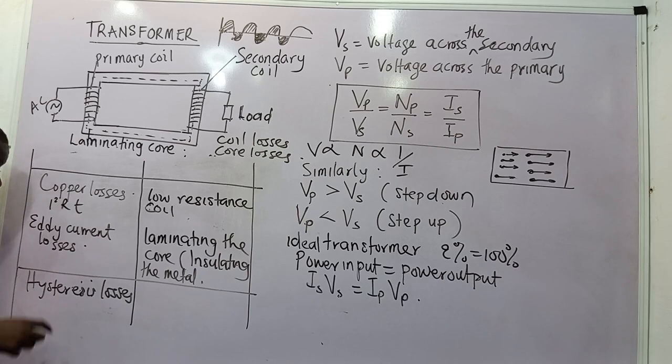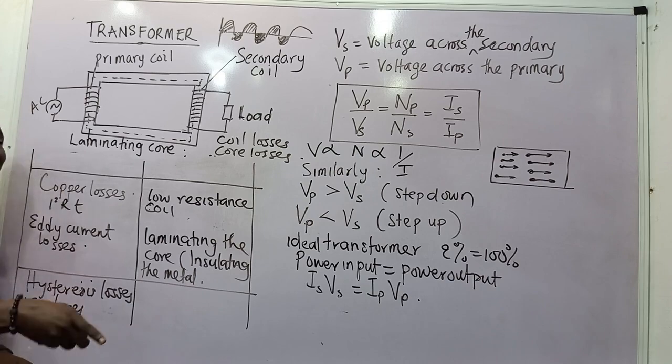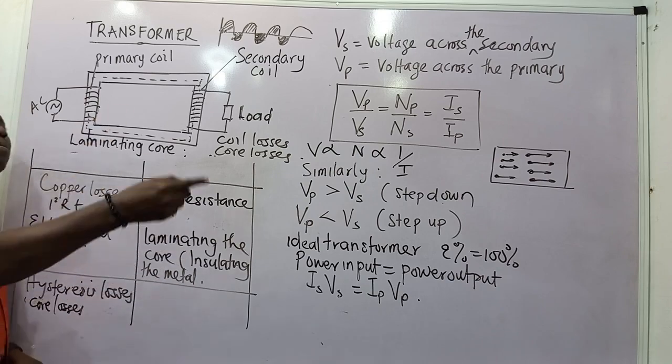Now because this one is a core loss, please take note, core loss. That means I've mentioned two core losses now: eddy current losses and hysteresis losses. These are core losses. Then this one is a coil loss.